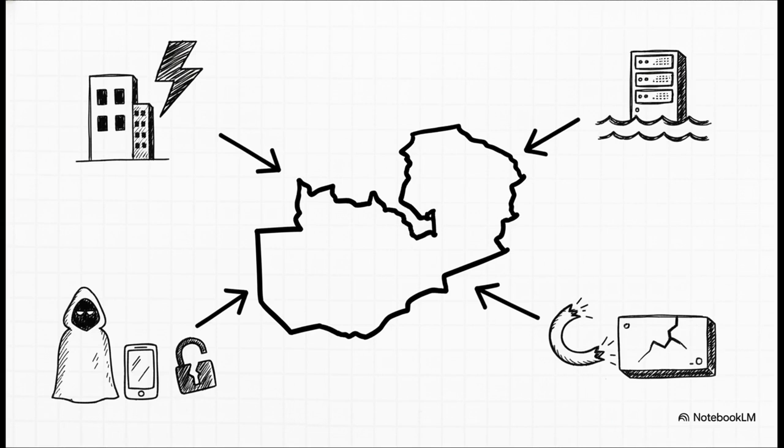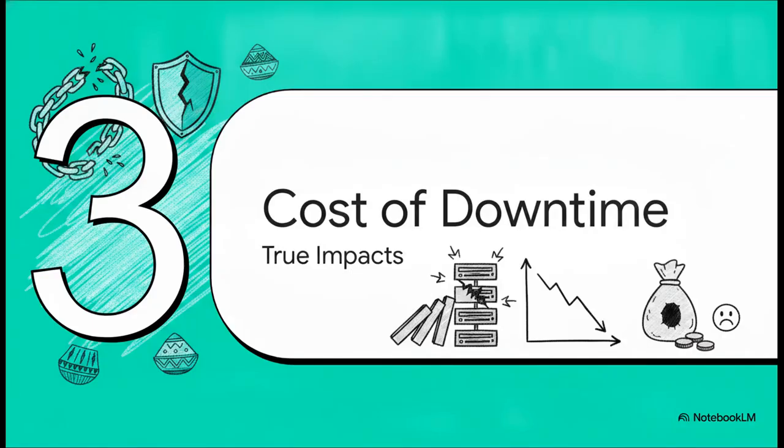And, of course, cybersecurity. This isn't just your standard spam folder stuff. We are seeing highly targeted mobile money fraud and sophisticated phishing aimed right at local platforms. Add in general infrastructure limits, and it's pretty obvious why proactive planning here is an absolute necessity, not a luxury. It's about daily survival. Okay, so we know what the threats are. Let's shift to Section 3, the true cost of downtime.